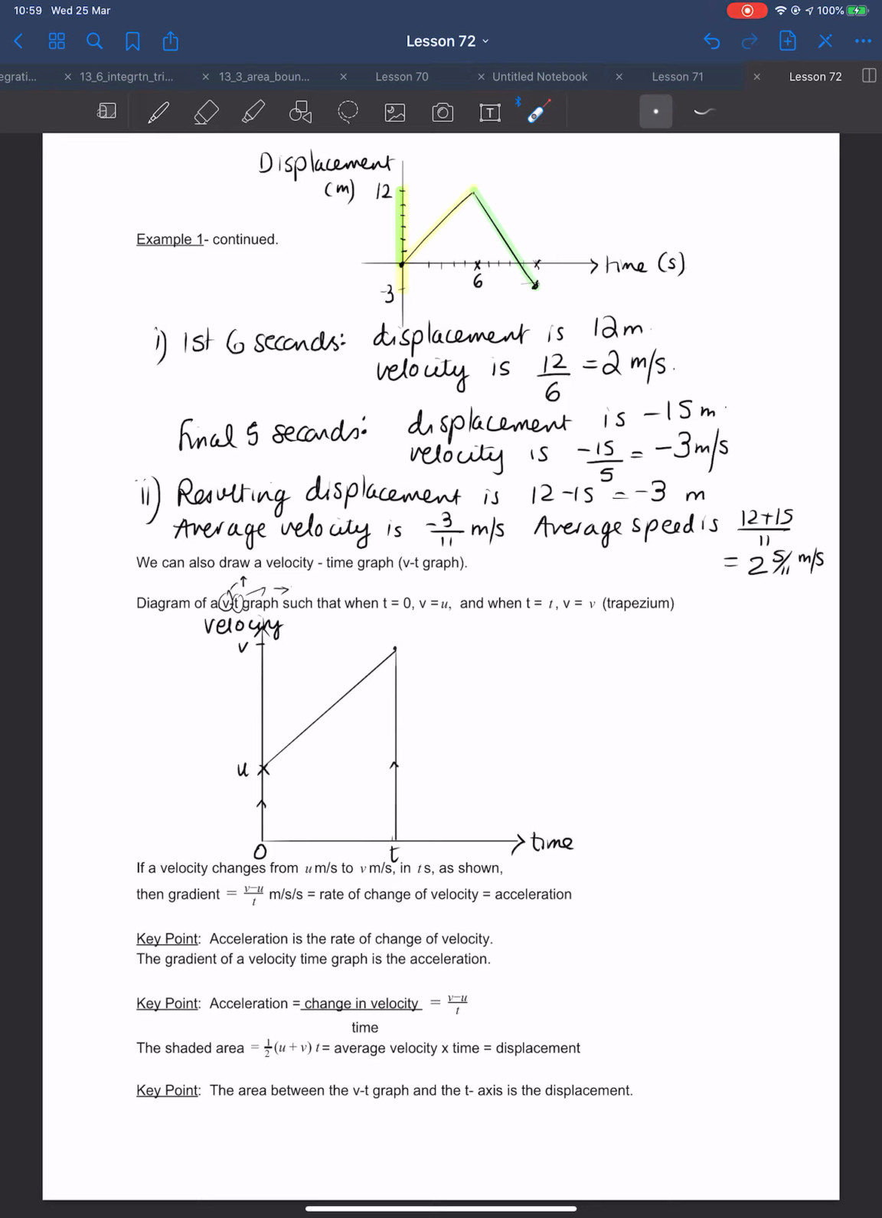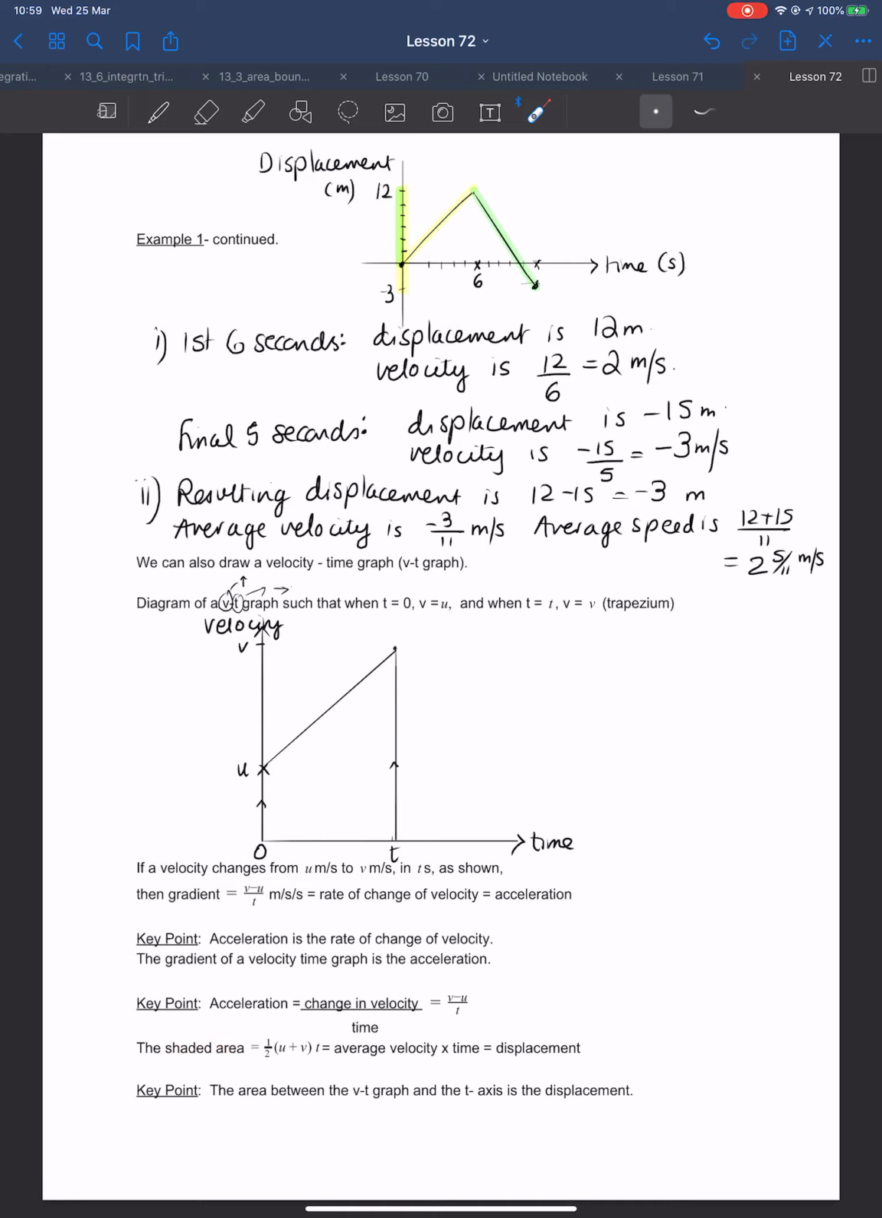So if velocity changes from u to v, here look, so it goes from u to v, the gradient is the change in v minus u over t. So it's v minus u over t, metres per second. So it's the rate of change of velocity, which is acceleration. The gradient of a velocity time graph is the acceleration, because that's a measure of how the velocity is changing. Acceleration is change in velocity over time, v minus u over t.